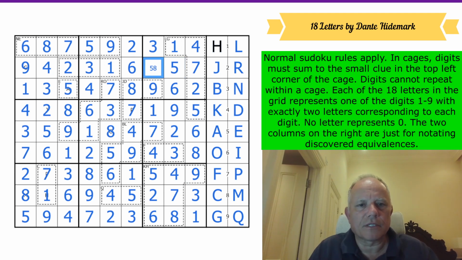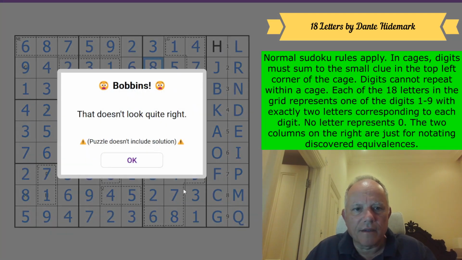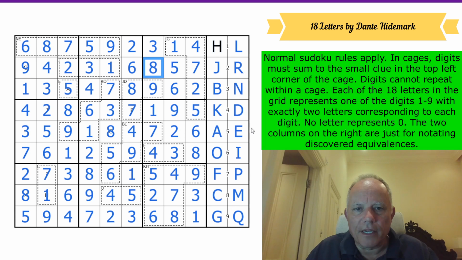It's a very interesting puzzle. Now, it's not going to say this is correct. And even if I click the tick, it's not going to love it, I don't think. No. But don't worry. The puzzle doesn't include its solution, but that's what the solution should be. It's a very clever, very detailed puzzle by Dante Heidmark. And most enjoyable for all of that.